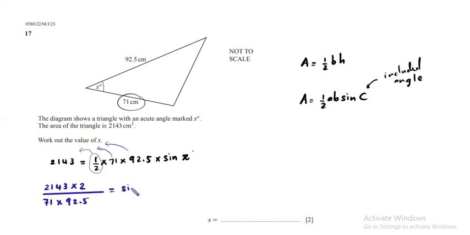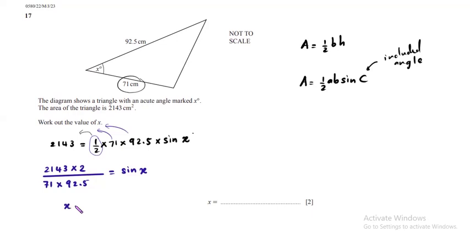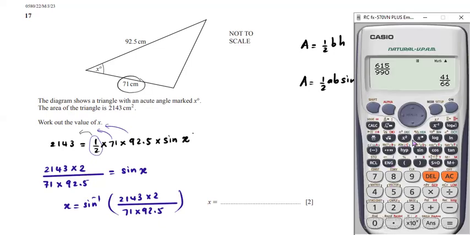This will be equal to sine x. But I need to find what x is. X is an angle. To calculate the value of the angle, I need to do inverse of sine, and then whatever the calculation that I have here should be written. That is 2143 times 2, and then I have 71 times 92.5. I'm going to put this in the calculator, and then I'll be able to find the value of the angle.